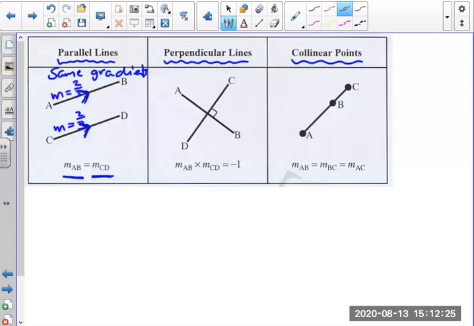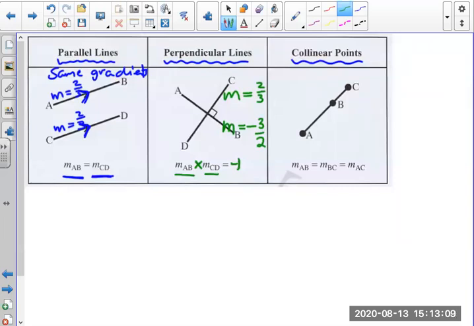What do you know about perpendicular gradients? The gradient of the one times the gradient of the perpendicular line will give you an answer of -1. What does that mean? If this gradient, the gradient of CD, is, say, 2/3 again, well, it's an uphill gradient, it's a positive gradient, so I can say it's 2/3. What will be the gradient of AB? The gradient of AB will be negative the inverse. Negative the inverse, or negative the reciprocal.